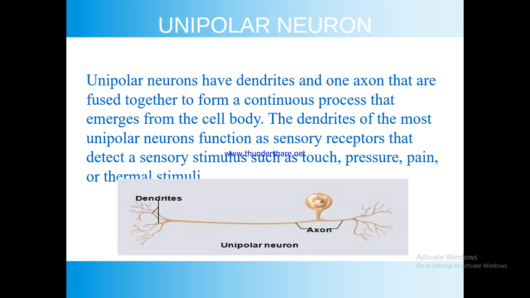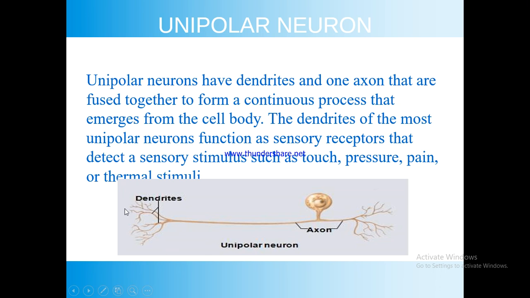Next, unipolar neurons. Unipolar neurons have dendrites and one axon that are fused together to form a continuous process that emerges from the cell body. Now you can see over here, in the unipolar neuron, the dendrite and the axon are fused together, and this is the cell body. The dendrites of most of the unipolar neurons function as a sensory receptor that detects a sensory stimulus such as touch, pressure, pain, or thermal stimuli.